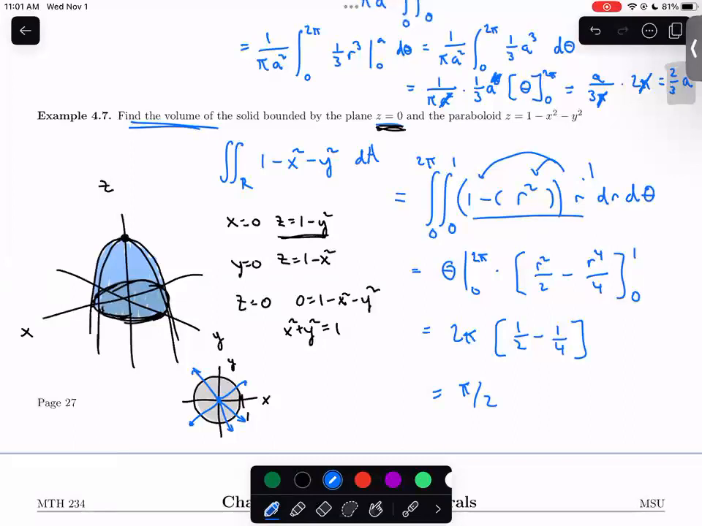All right, any questions on this one? All right, well, one more page to go then.